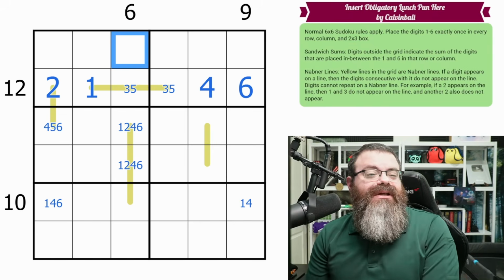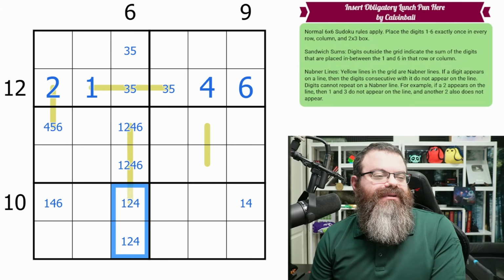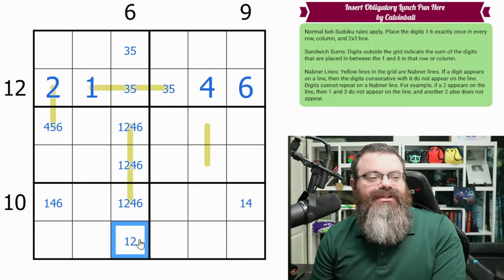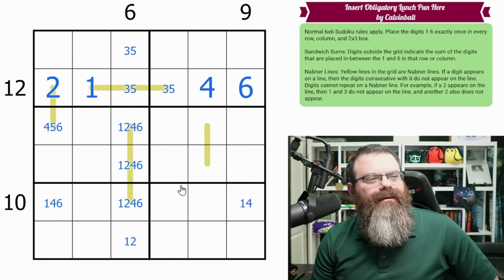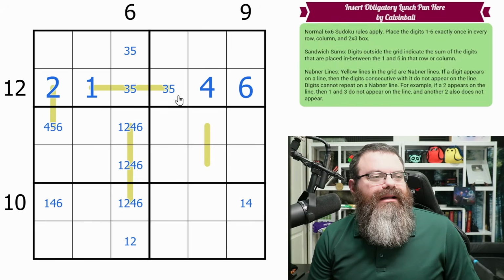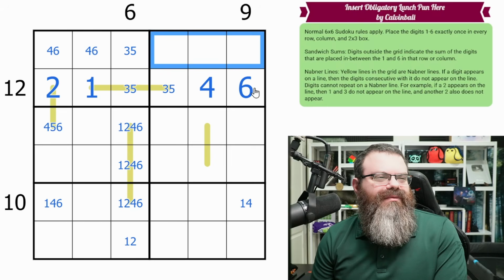Well, if this is 3-5, we know this is also 3-5 because we just talked about how the 3-5 pair was here or here. So this is from 1, 2, 4, 6. If you remember, the other 1, 2 has to be off of this Nabner. So this is 1, 2 only. Okay. This is a 4, 6 pair. This is where they go in the box. And this is 1, 2, 3, 5.